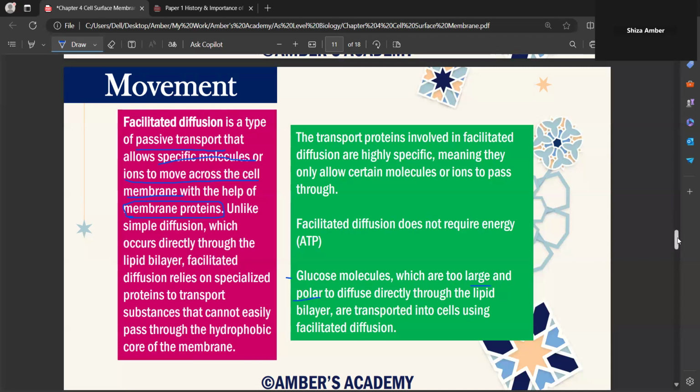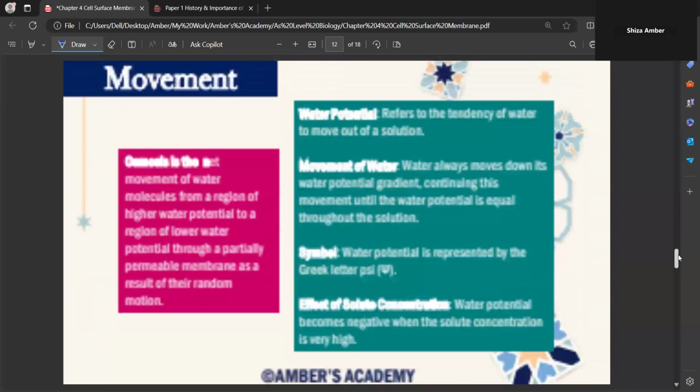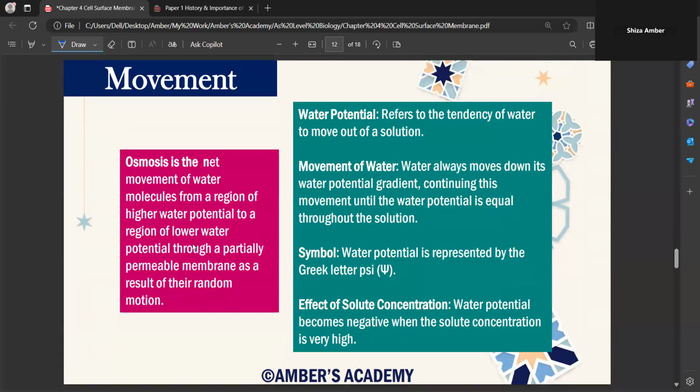All right. Then we have osmosis. So osmosis is the net movement of water molecules from a region of higher water potential to a region of lower water potential through a partially permeable membrane as a result of random motion. We have already covered this in O levels, but this is a slightly technical part where we need to know the meaning of this word, water potential. It is the tendency of water to move out of a solution.